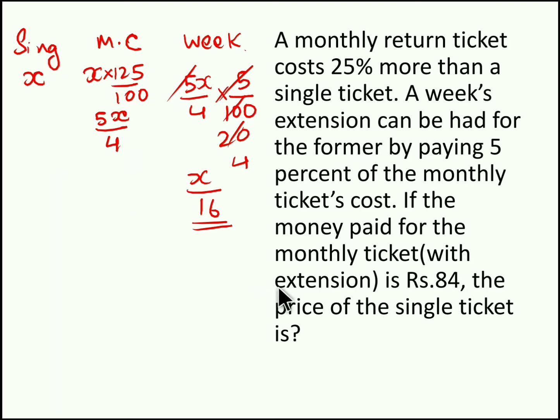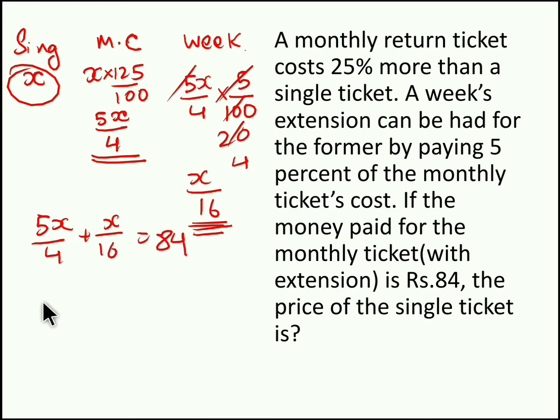So in the question it is given, the money paid for monthly ticket with extension is 84 rupees, you have to find the cost price of a single ticket. So here 5x by 4 plus x by 16 is nothing but 84 rupees. So take LCM of 5x by 4, you get 20x by 16 plus x by 16 equal to 84.